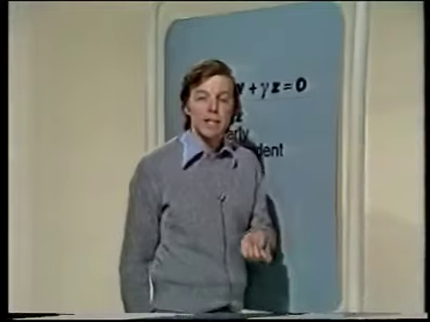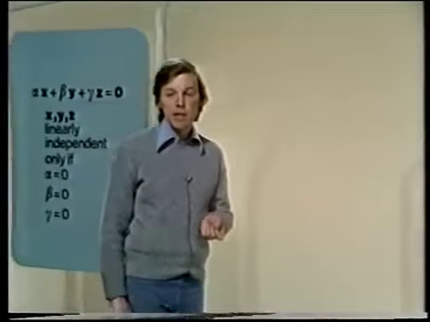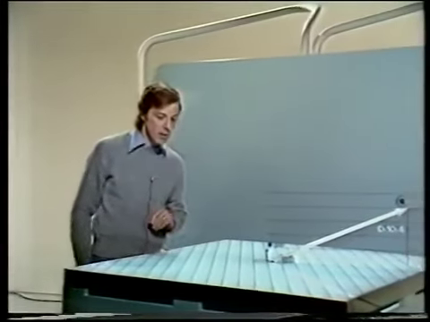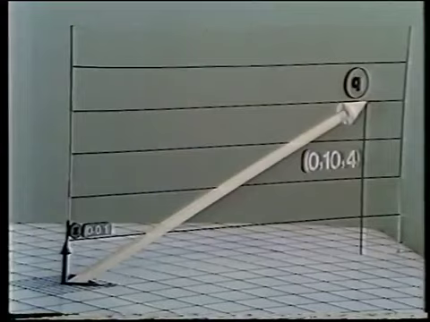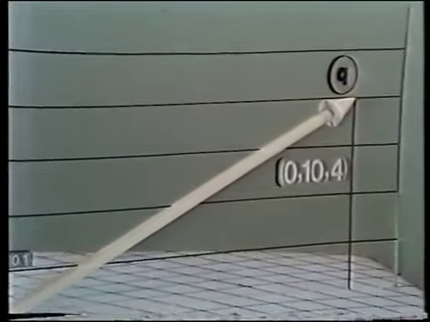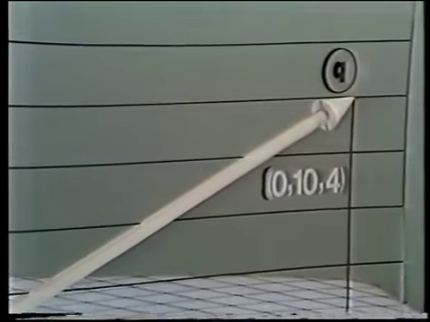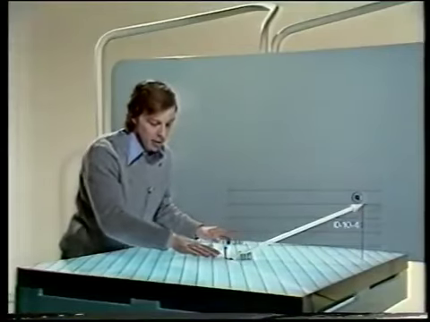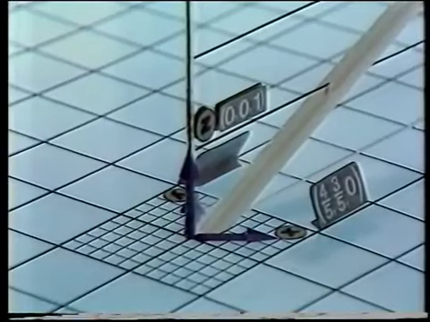We can go back and look at the vector q we had, and we can look at the three vectors we were using earlier to specify q, and actually test to see if they're independent. What we've done is to put a grid system here. It's quite arbitrary, of course, just like the box we used earlier. With this grid, the vector q is specified by the coordinates 0, 10, 4. And down here, we've got the three vectors x, y, and z.